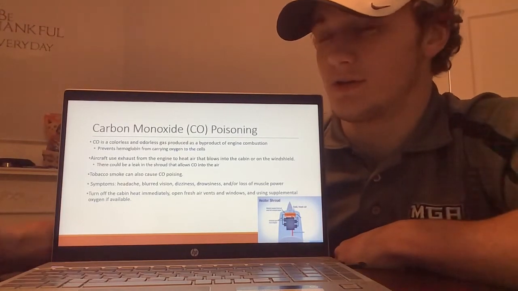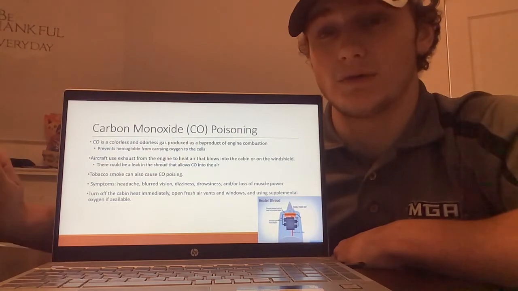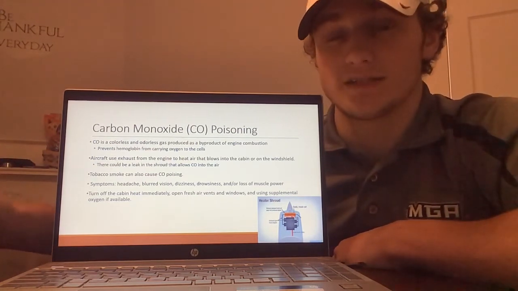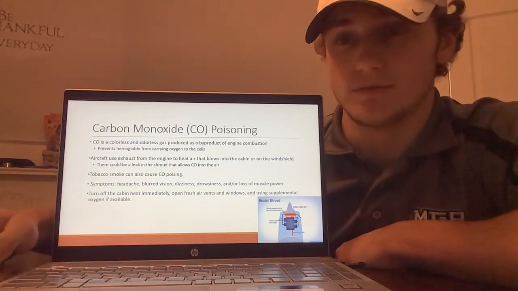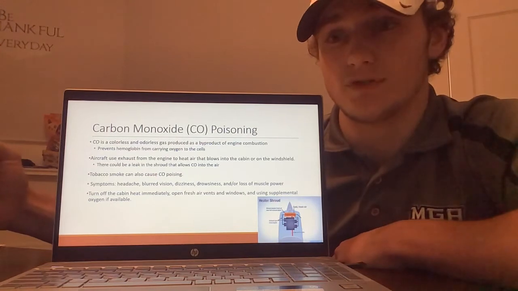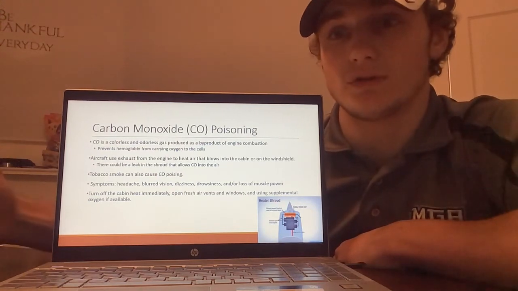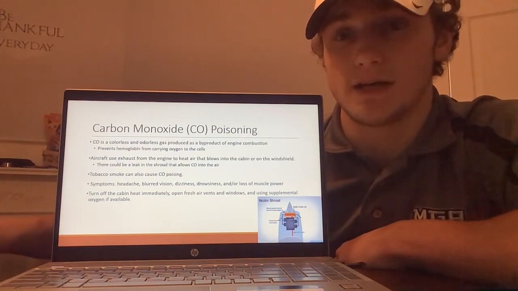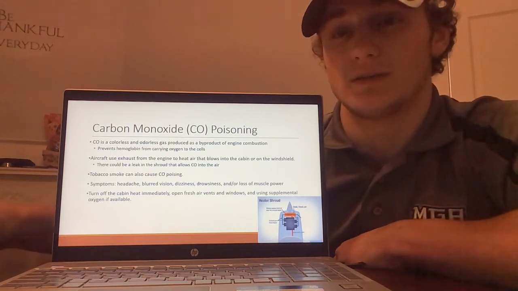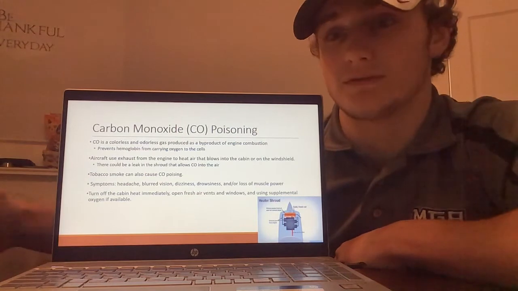They also have little placards that you can buy that will change color when carbon monoxide is in the air, as well as to help prevent this. Also, if you smoke tobacco, you can also get carbon monoxide poisoning, and you can easily be more susceptible to this the more you smoke and the higher the altitude you go.